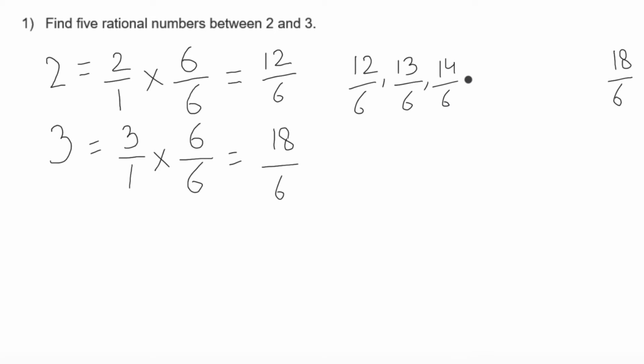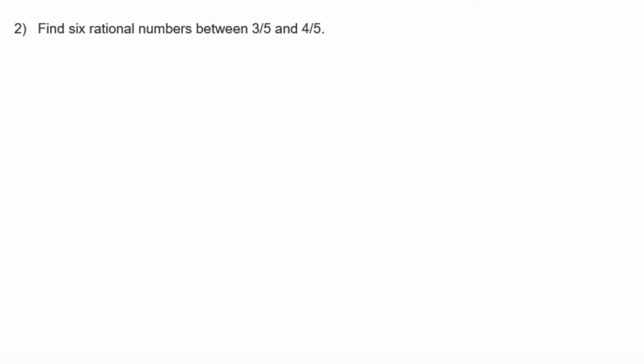14 by 6, 15 by 6, 16 by 6 and 17 by 6. Here are your 5 rational numbers between 2 and 3. Let's solve our next question.